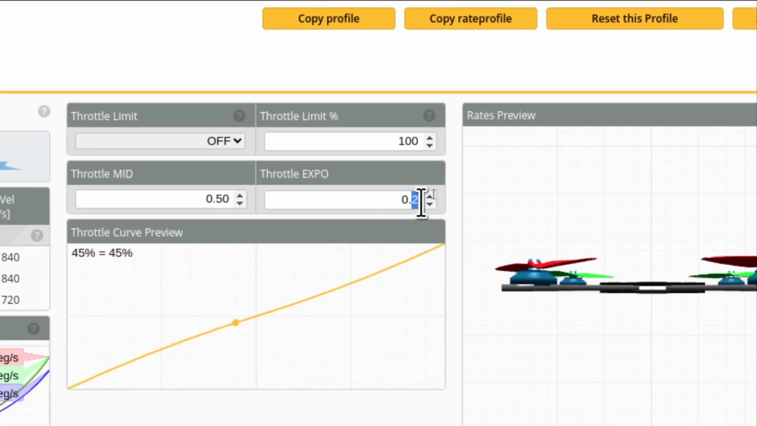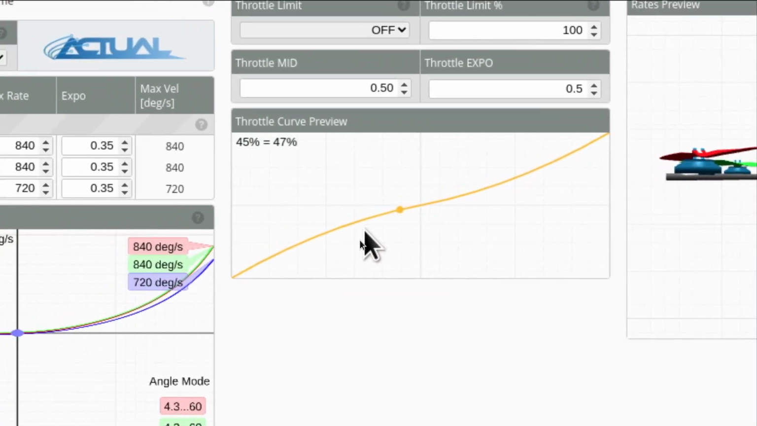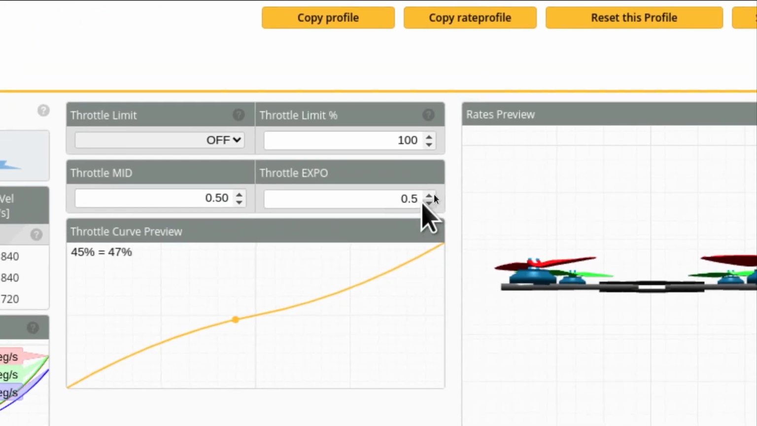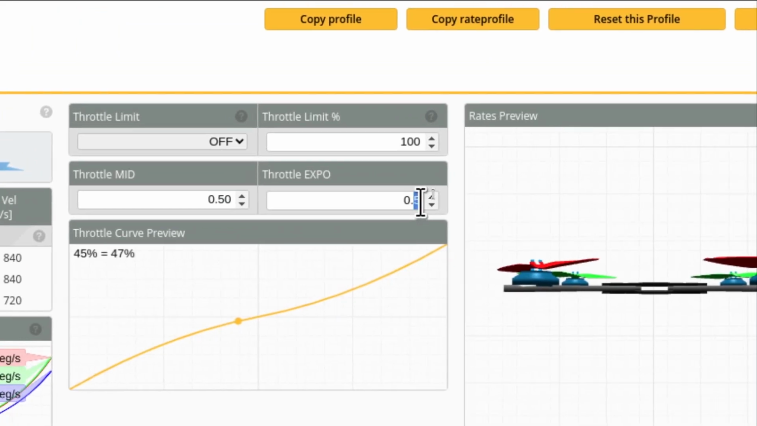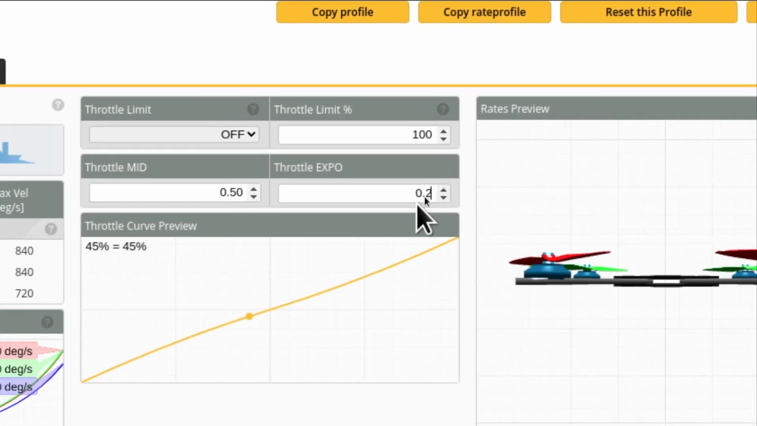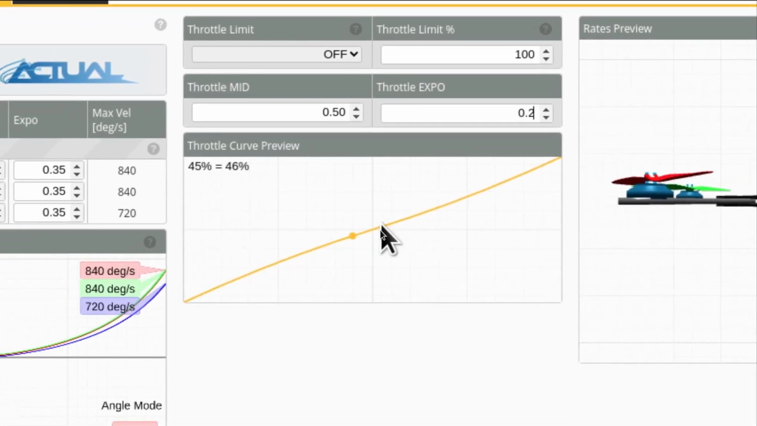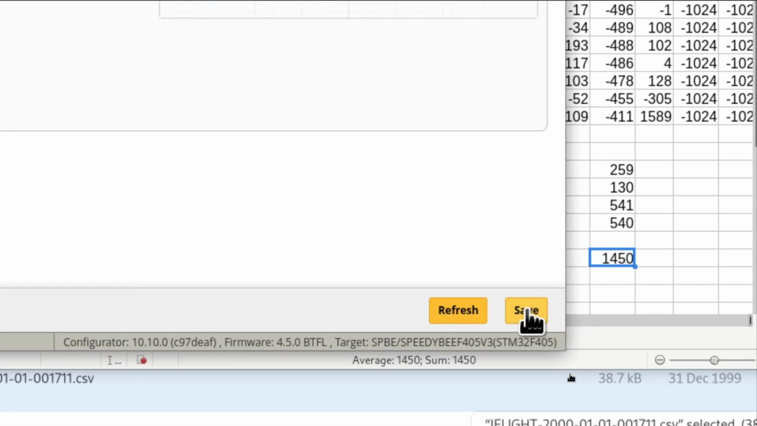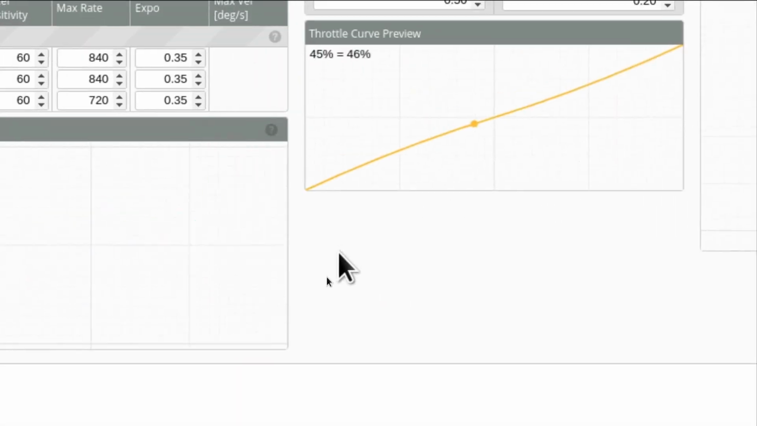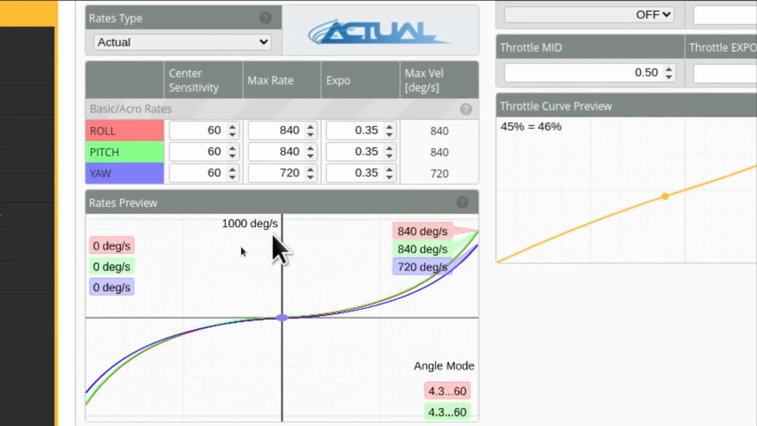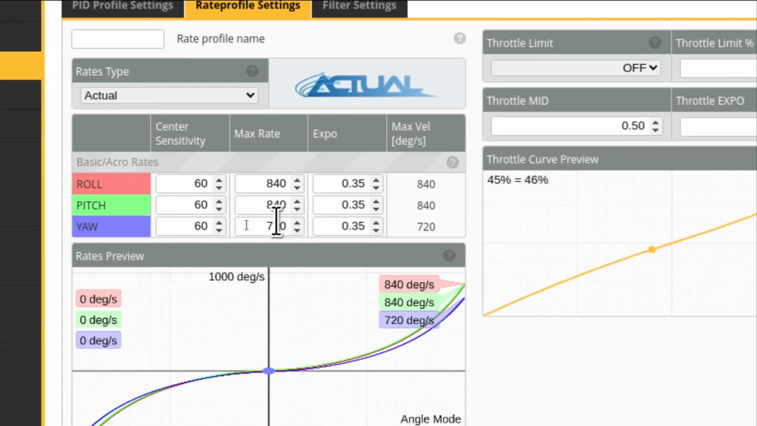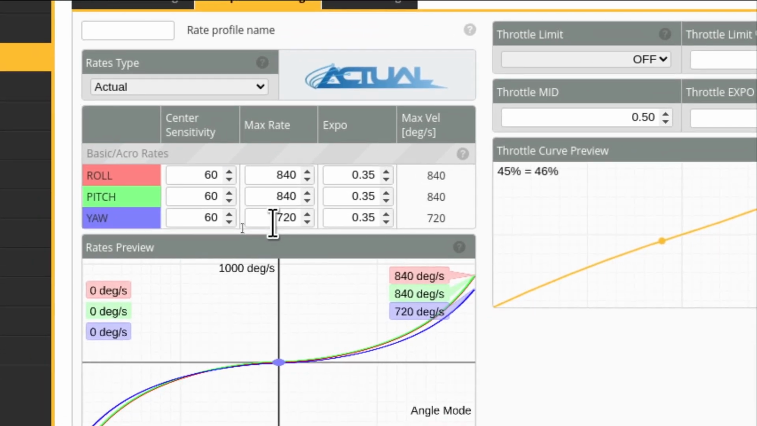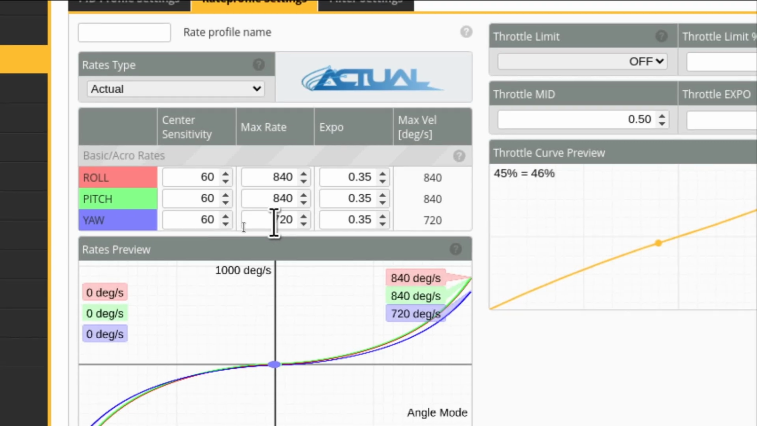And I don't like so much S curve. Look at that. That's too much. You would also want your quad to respond properly or quickly. So 0.2 for me is okay. All right. And then we're gonna click save. There you go. It's saved now. So that's my rates. Okay, and I'm so used to these rates.